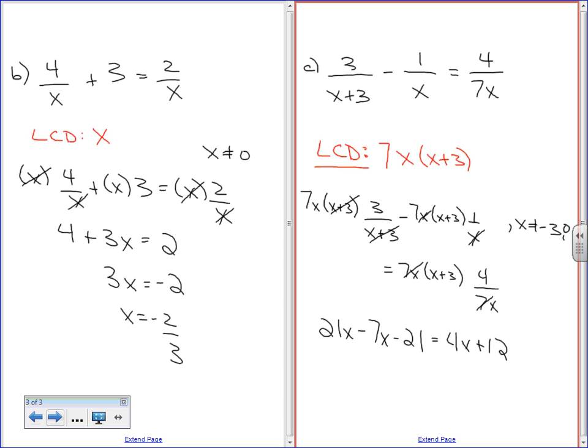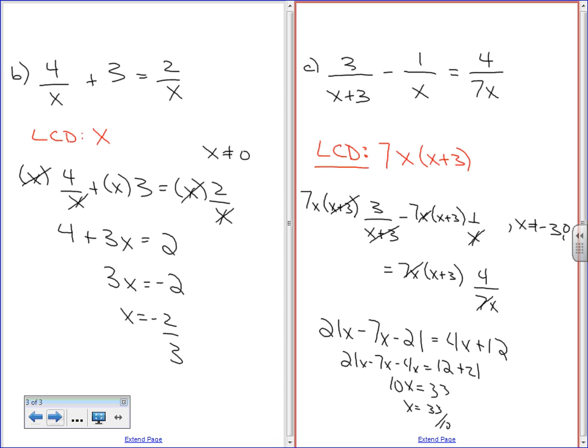How do I know it's a linear equation? See? There's no square on the x. Right, there's no exponents on the x, right? So whenever there's no exponents, you bring all the x's to one side, all the numbers to the other side. So 21x minus 7x minus 4x is equal to 12 plus 21. That's 10x. That's 33. x is equal to 33 over 10. That's the answer to my question. And providing x isn't equal to negative 3 or 0. Those are my restrictions. Okay.